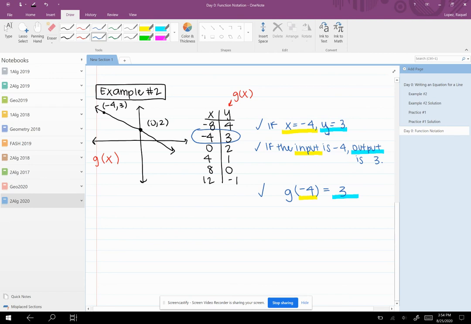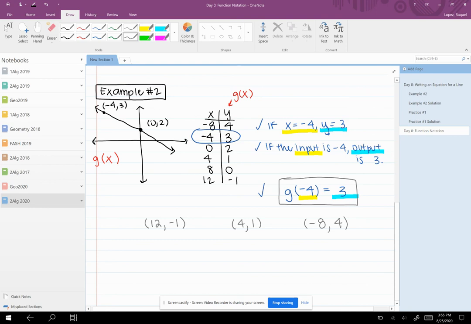Go ahead and take a minute, and I want you guys to use function notation to express the points 12, -1, 4, 1, and -8, 4. Hit pause, and when you come back, we'll go over it.